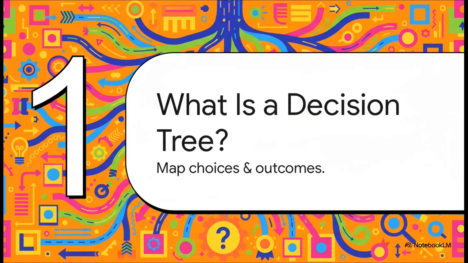At its heart, a decision tree is just a diagram that looks kind of like a tree tipped on its side. You start with one main decision, that's the trunk, and then you branch out to show all the different choices you could make and what might happen because of those choices. It's all about making something that feels abstract, totally concrete.